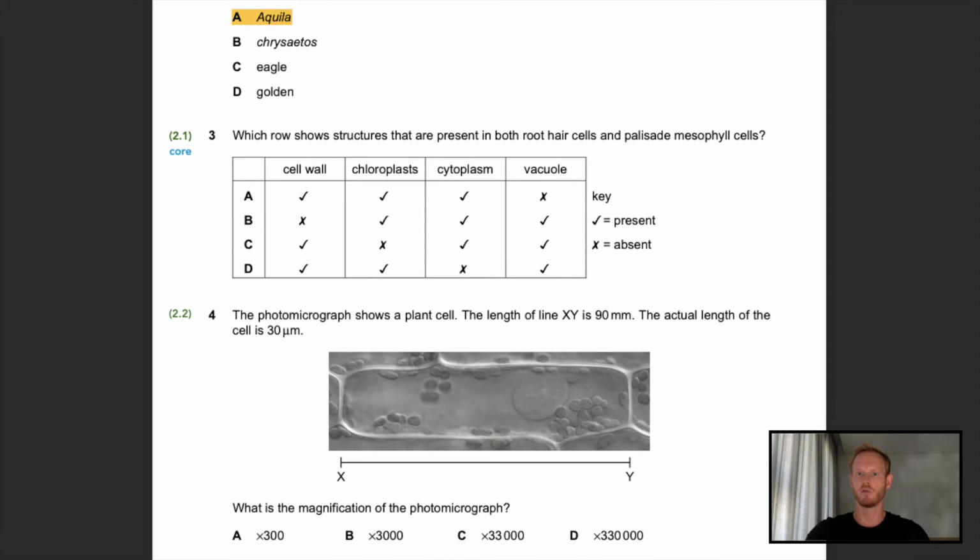Number three, which row shows structures that are present in both root hair cells and palisade mesophyll cells? So root hair cells and palisade mesophyll cells are both plant cells and therefore have a cell wall, cytoplasm and vacuole. Chloroplasts, which are involved in photosynthesis, are not found in root hair cells as these cells are under the ground and receive no light. The correct answer is therefore C.